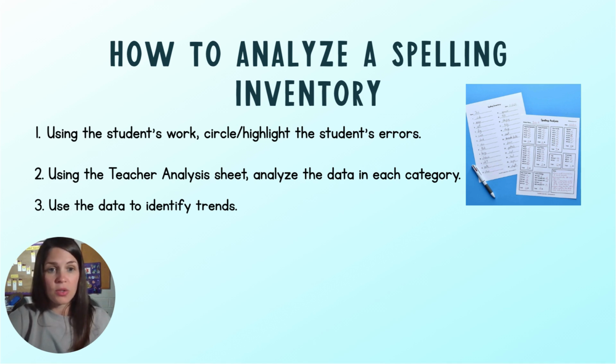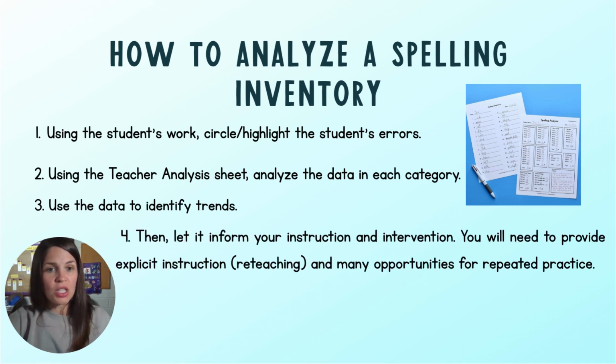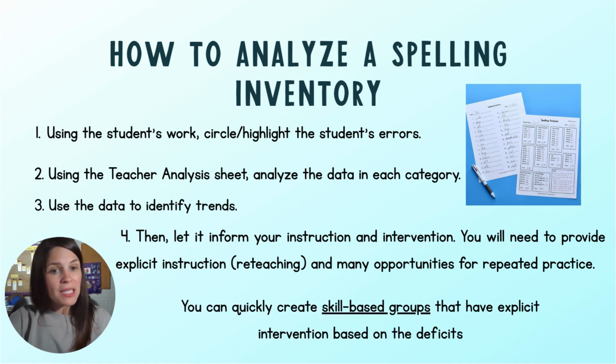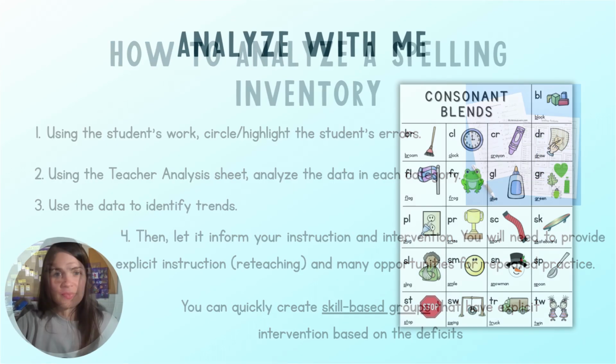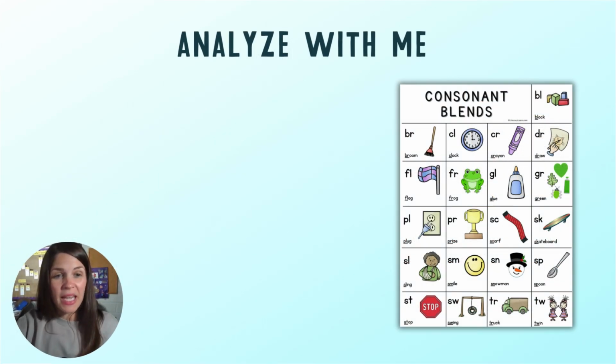So, for example, if you see a student has missed 3 out of 6 words where there's consonant blends, well, guess what? You get to number 4, let it inform your instruction and intervention. You're going to pull those kids and really provide explicit instruction, reteaching, and many opportunities for repeated practice based on the data that this spelling inventory gives you. The best part about it is it allows you to quickly create skill-based groups. These skill-based groups are going to have explicit intervention based on the deficits that are clear from these spelling inventories.